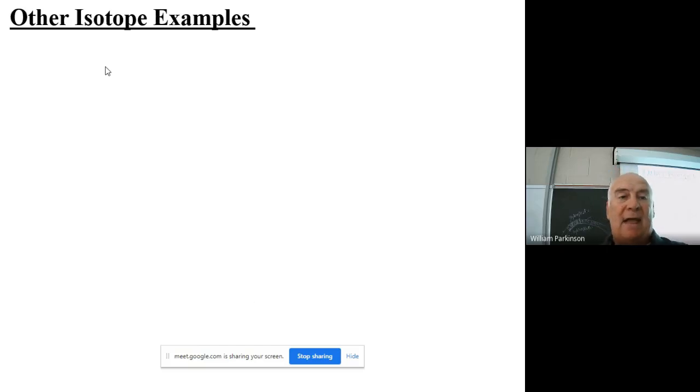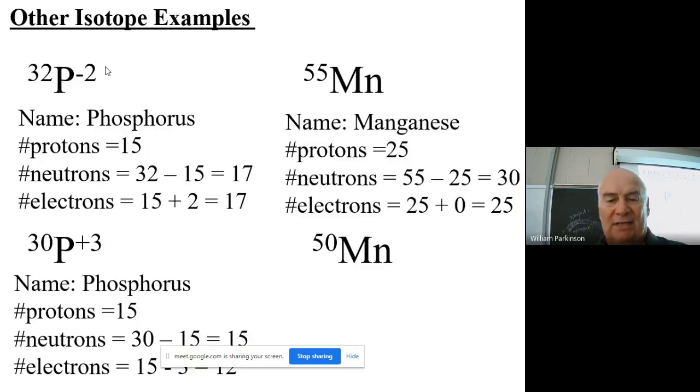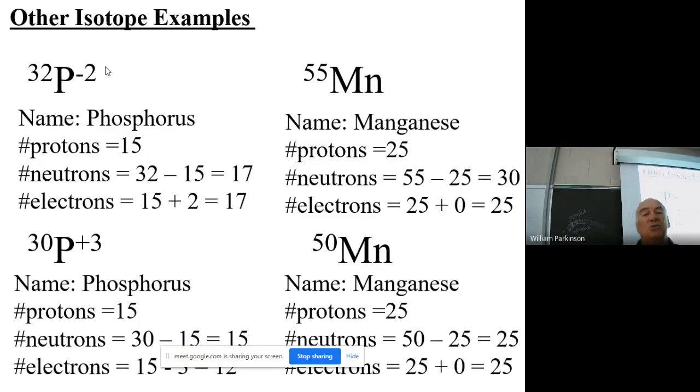Okay, now, again, I'm not even going to go through these. I'm bored with doing this. I do suggest that you make sure that you could get these answers for these particular isotopes of phosphorus and manganese. Because, again, when I post some problems for you to do, I will have a picture of a periodic table to help you, but you should be able to write down for me the number of protons, neutrons, and electrons each one of those isotopes would possess.